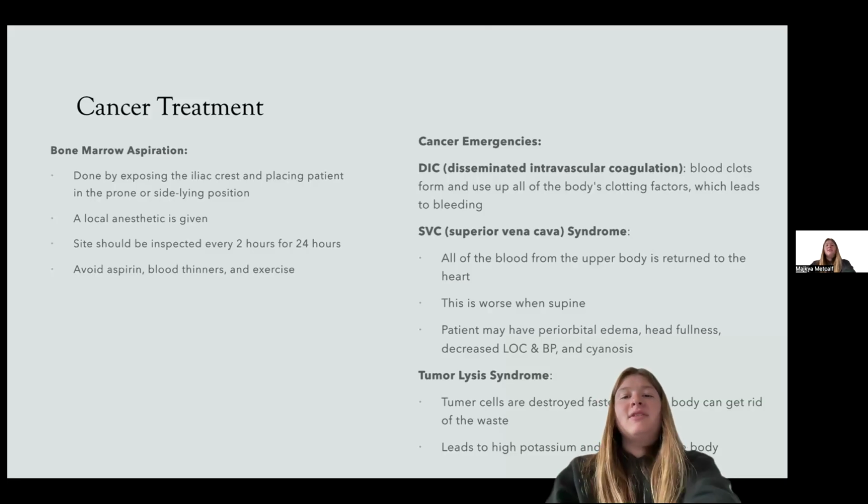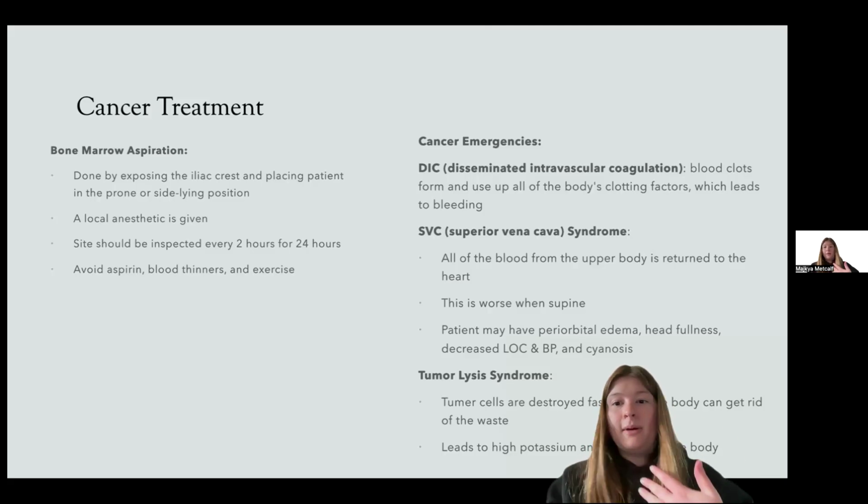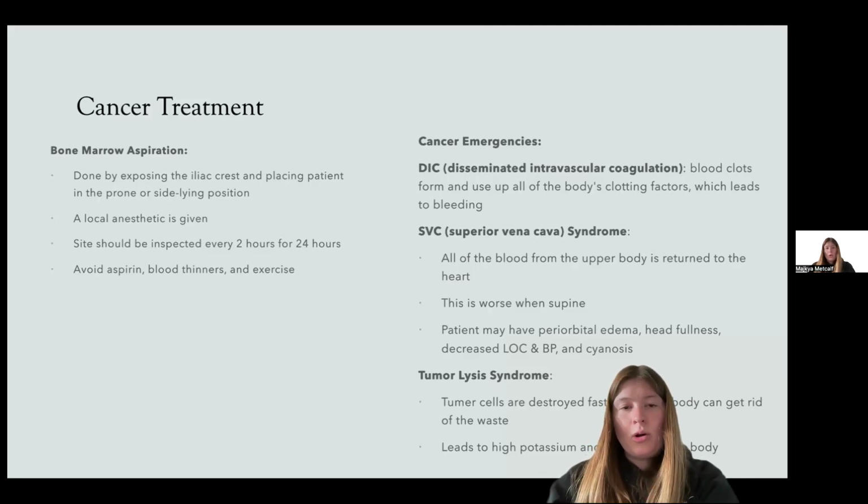In superior vena cava syndrome, or SVC, all of the circulating blood from the upper body is going to be returned to the heart. This condition is usually worse when the patient is in the supine position, or when they're directly on their back. Patients may have periorbital edema, or swelling around the eyes. They may feel like their head is really full. Their level of consciousness may decrease, their blood pressure may decrease, and then we might also notice some cyanosis.